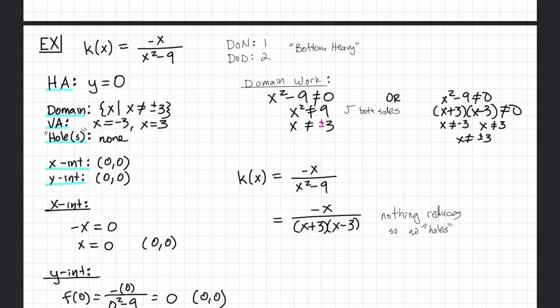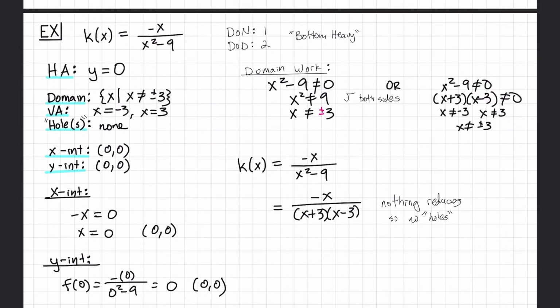All right. Another one. K of x is -x over x squared minus 9. So it is bottom heavy because the degree of the denominator is 2 and the degree of the numerator is 1. Bottom heavy, automatically y equals 0. All right. Next, now we need to deal with the domain, vertical asymptotes, and holes.